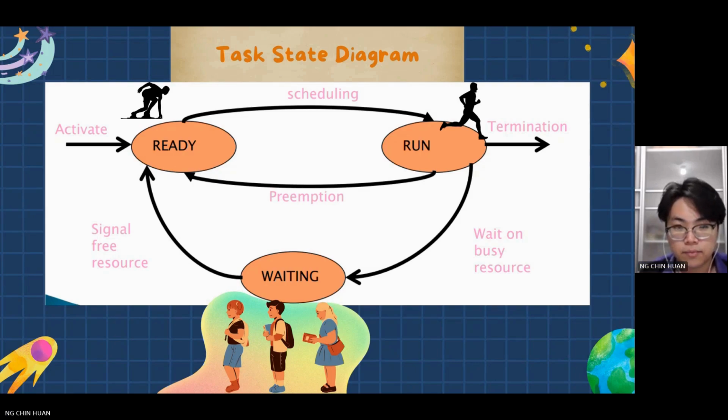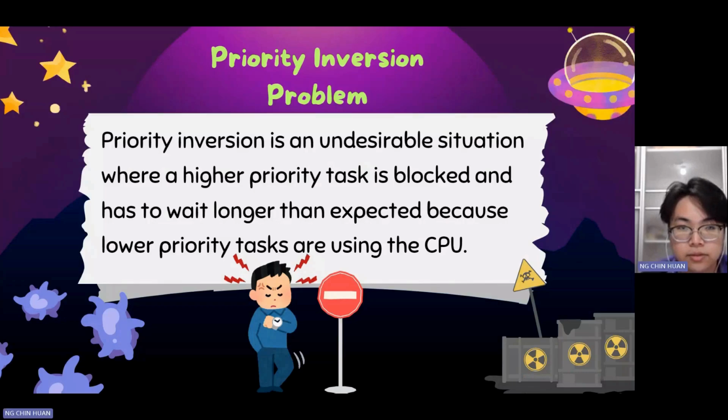Now, we go into the priority inversion problems. So priority inversion is an undesired situation where a higher priority task is blocked and has to wait longer than expected because lower priority tasks are using the CPU. In the next slide, we will show one example of priority inversion.